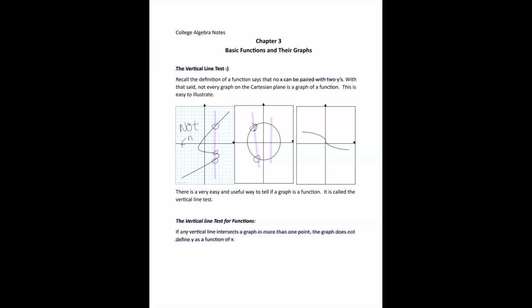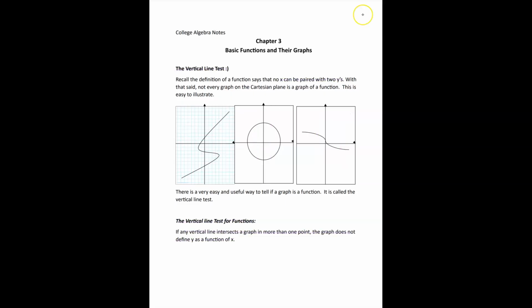Now let's try this one. What if I draw a line here? It only touches at one place. So this one's good. It bends, so this one's not. This is a no. I'm just going to put no, it's easier with this. And this one is a yes. So that's how you use the vertical line test to tell if it is a function or not. So no, no, and yes.